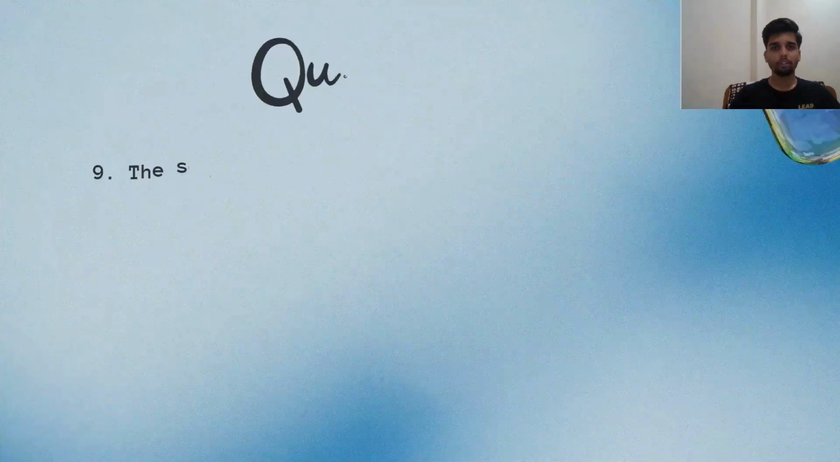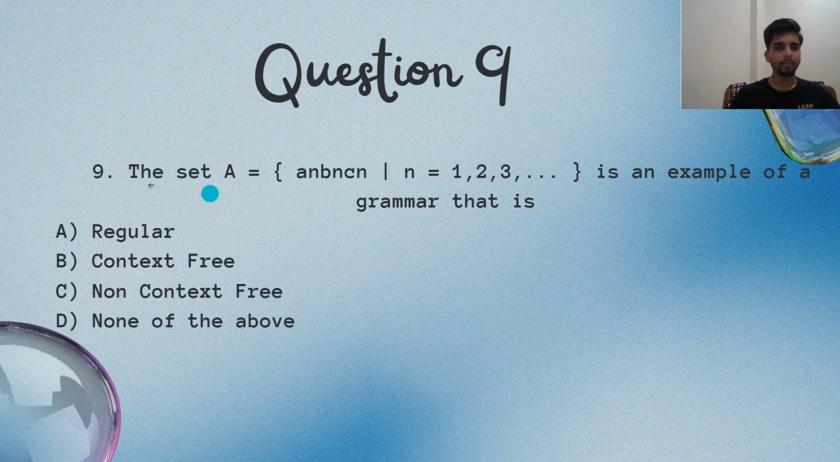Let's move to our next question, that is our question number 9. The set A is equal to a raised to n, b raised to n and c raised to n, where n is 1, 2, 3, is an example of a grammar that is: regular, context free, non-context free, and none of the above. So we have to find which type of grammar this set A is an example of.